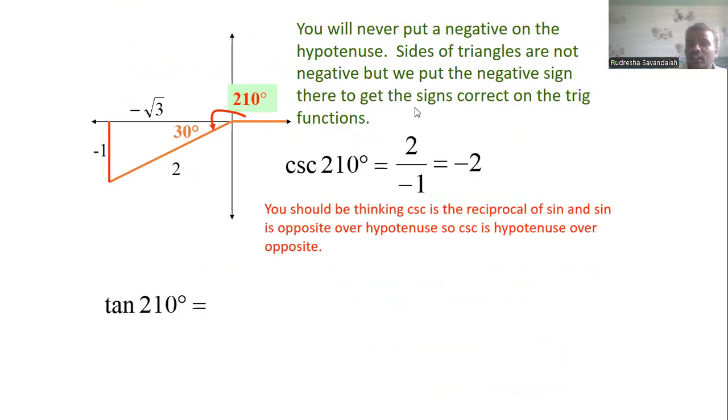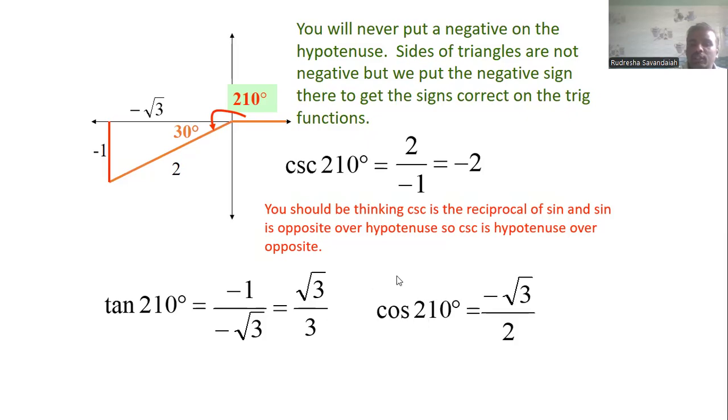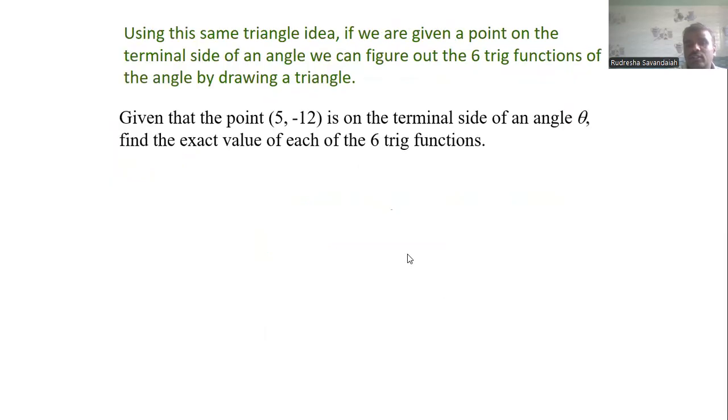You should think that cosecant is the reciprocal of sine, and sine is opposite over hypotenuse, so cosecant is hypotenuse over the opposite. Tan 210 is minus 1 by minus root 3, which is root 3 by 3, and then cos 210.